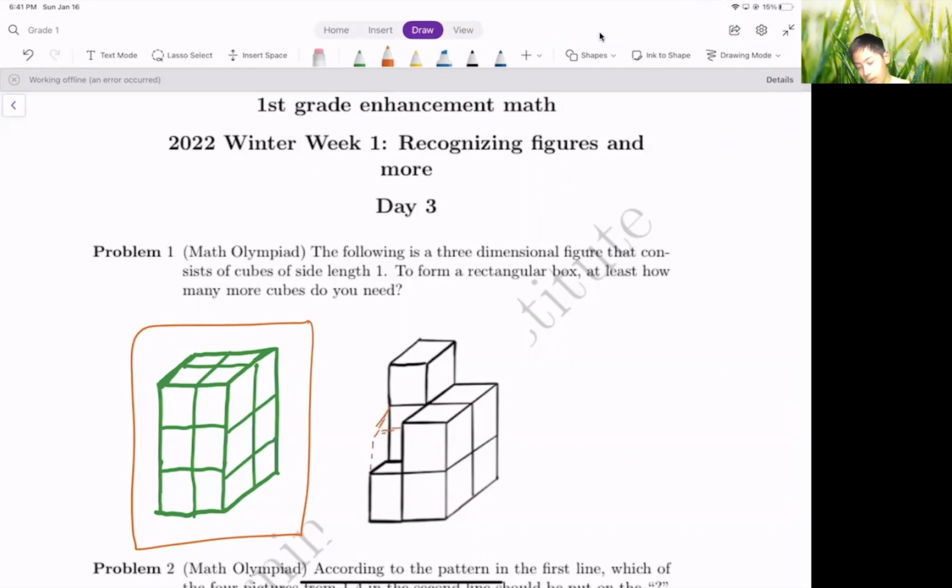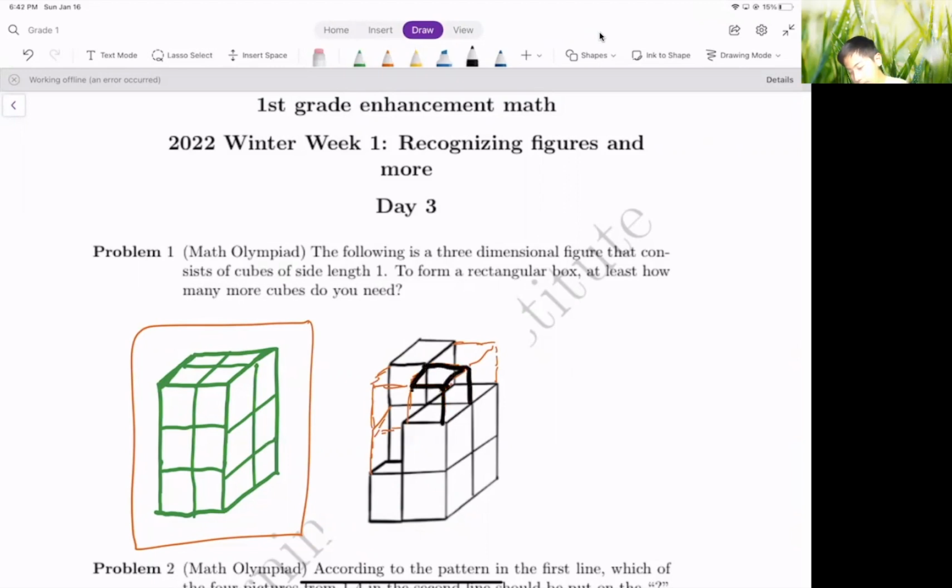So this is 1 cube. This is 2 cubes. This is 3 cubes. And this is 4 cubes. So again, let's count that using this black.